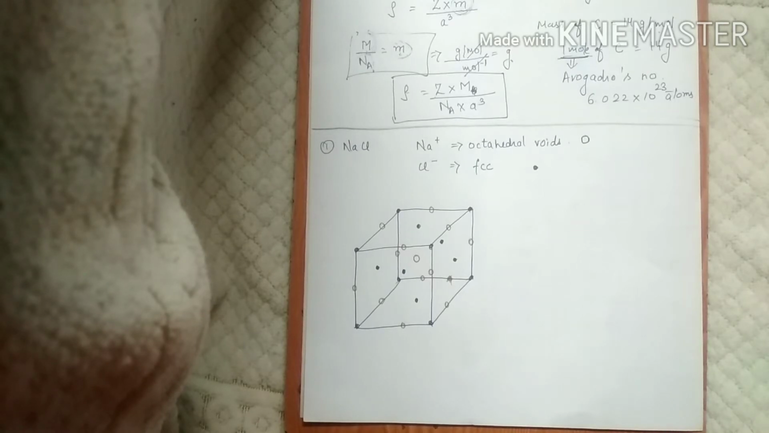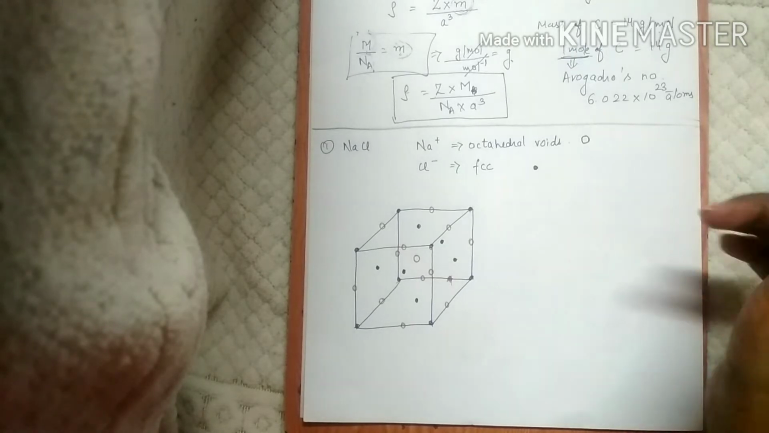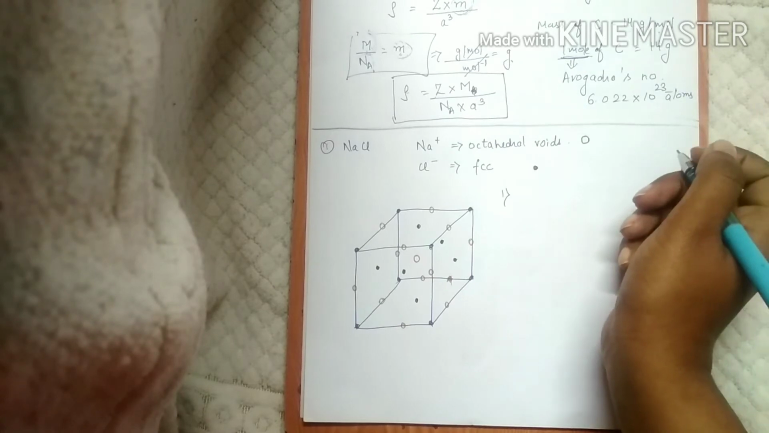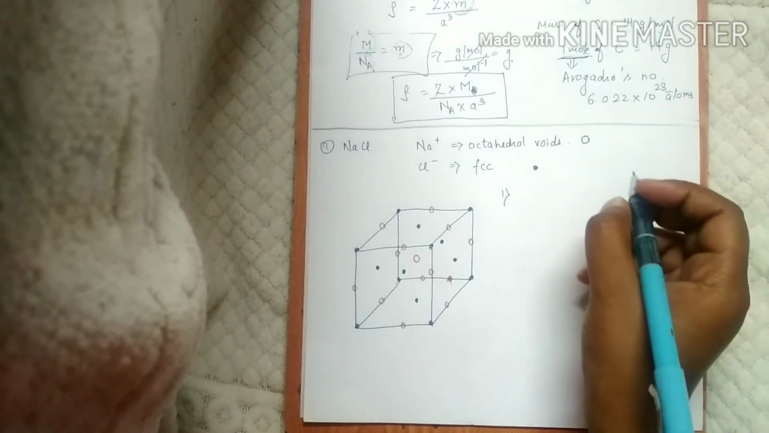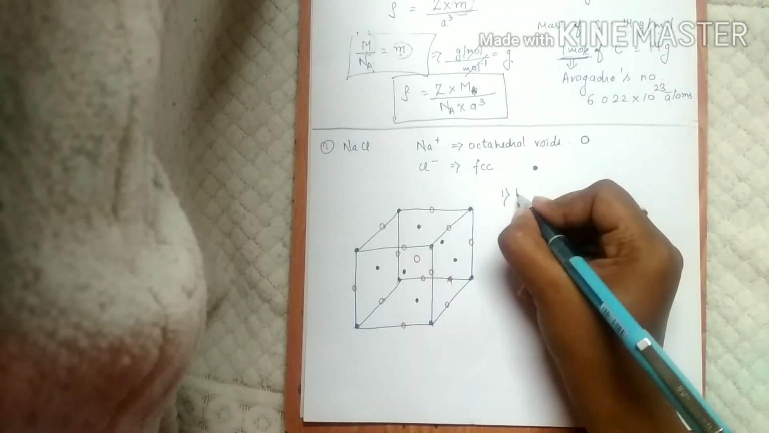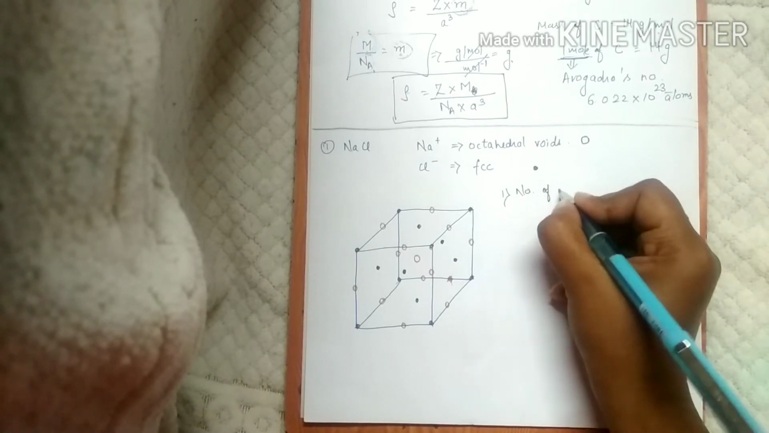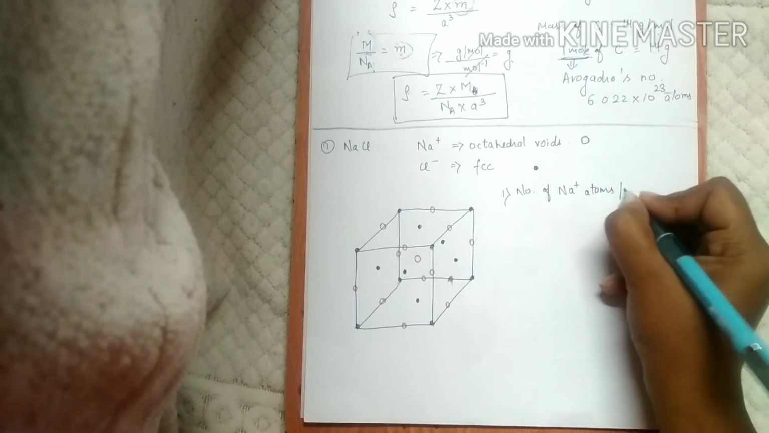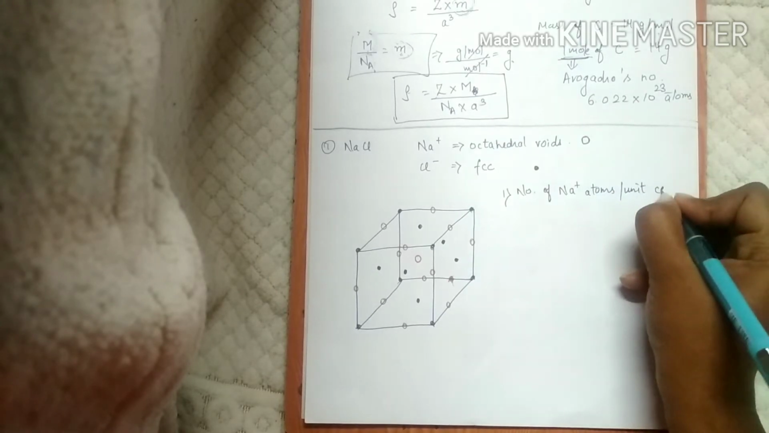So we have already discussed how octahedral voids and tetrahedral voids are located. So now it will be easier for you to locate Na positive ions. So now some of the characteristics of this crystal lattice. First is number of Na positive atoms per unit cell.